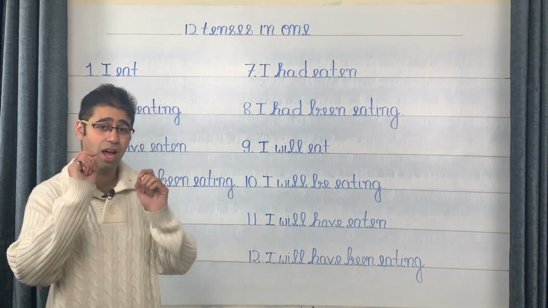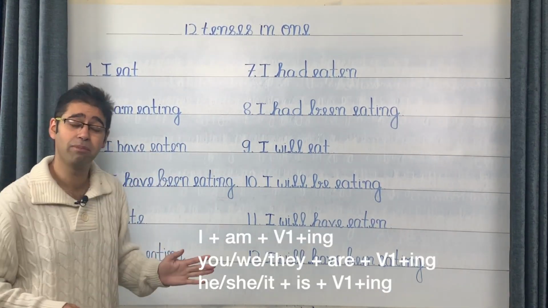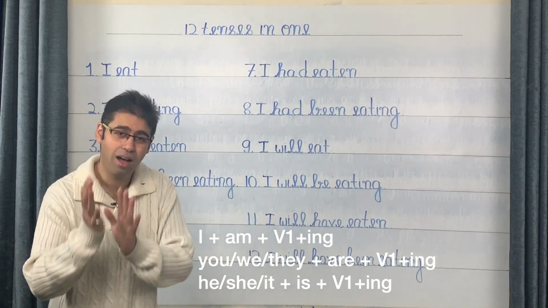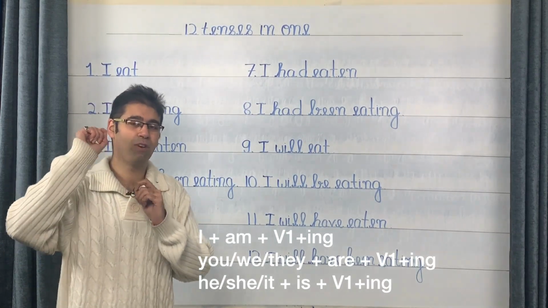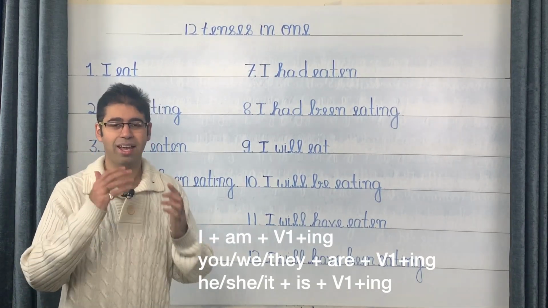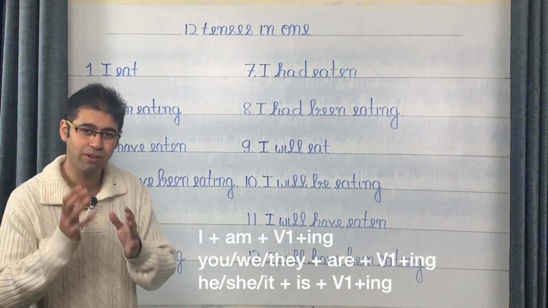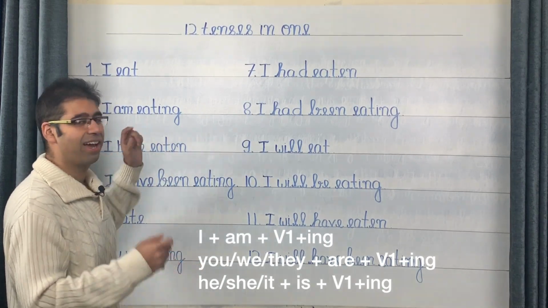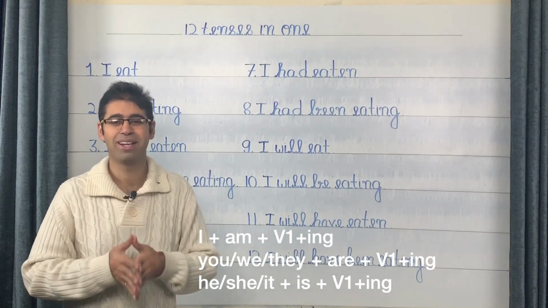So in case of I, you're going to follow that up with the form of be, that is am. So I am. If you have you, we, or they, you're going to follow that up with an are. And in case you've got he, she, or it, that's going to follow up with the form of be, that is. I am, you, we, they are, and he, she, it is. And all these are going to be followed by the verb in the present participle form or the verb in the ing form. So that's about the form of the present continuous. Let's go ahead to the use.